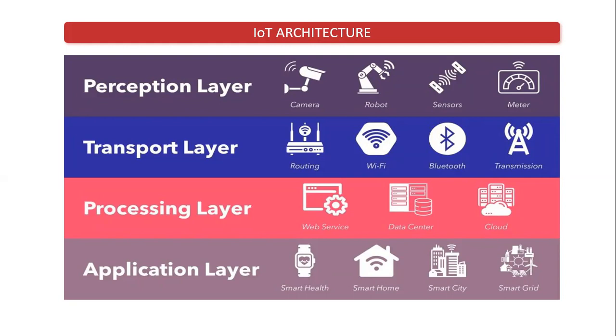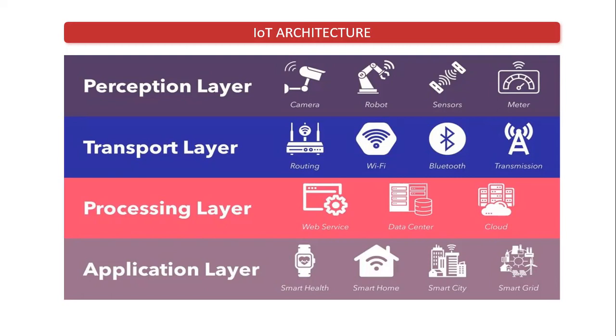This layer ensures the reliable and efficient transfer of information, with different types of networks such as Wi-Fi, cellular networks, or even specialized IoT networks like LoRaWAN or Zigbee, which you can use for exchanging information from one object to the other.